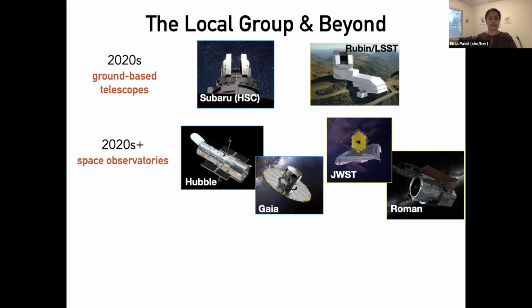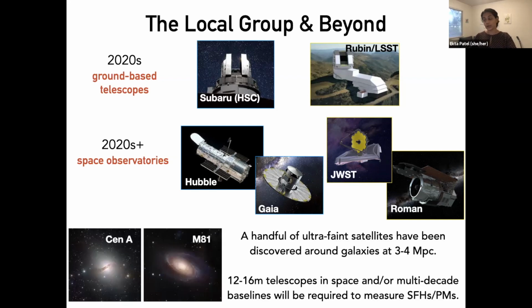The Roman Space Telescope will also help in identifying some of these satellites and potentially with helping to measure proper motions as well. And then finally, a handful of ultra-faint satellites have been discovered around galaxies at 3 to 4 megaparsecs away, like Sextans and M81. But to really hone in on the dynamics of the satellites in those systems, we'll need 12 to 16 meter class telescopes in space and multi-decade time baselines to measure the proper motions of those satellite galaxies. So it's important that we really use the information we have locally to understand how we can leverage this astrometric information to learn about the galactic neighborhood. So I'll stop there and I'll take more questions.